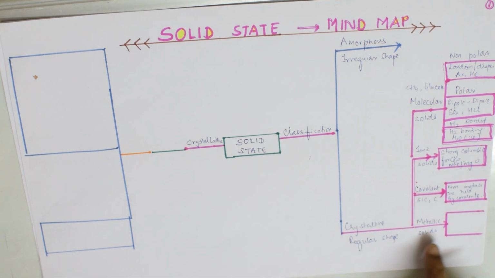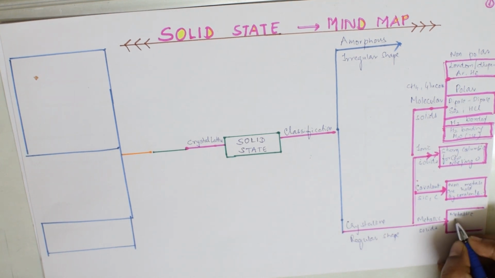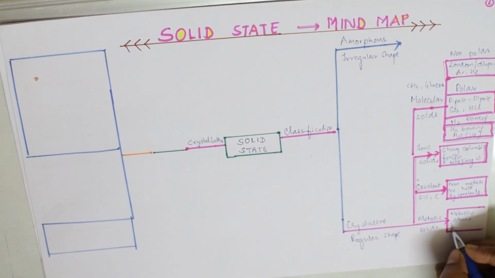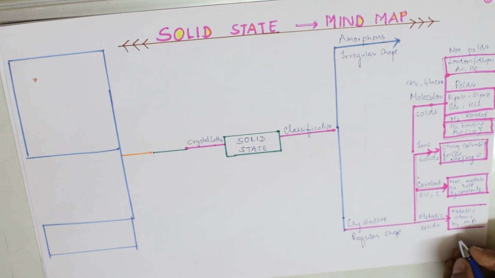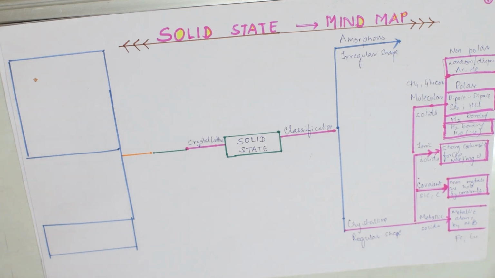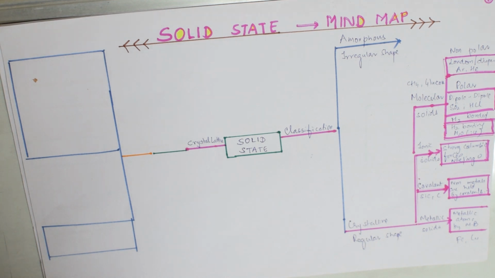So when I take the last classification, metallic solids, as the name suggests, the metal atoms are held by which bond? Metallic bond. So I am writing metallic bond, MB. So examples are, you can take any metal, iron, copper, any metals you can write. This is the most important thing which you need to remember. You need to remember the name of the solid, as well as the type of force acting in that. Right students?